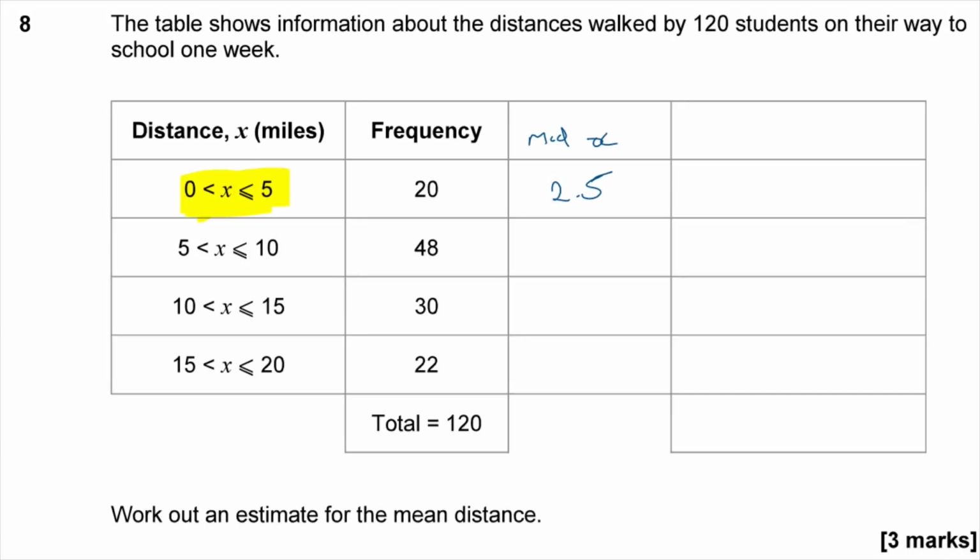5 plus 10 is 15, divided by 2 is 7.5. 10 plus 15 is 25, divided by 2 is 12.5. And 15 plus 20 is 35, divided by 2, 17.5. Okay, once you've got the mid x, then we can work out f times x.